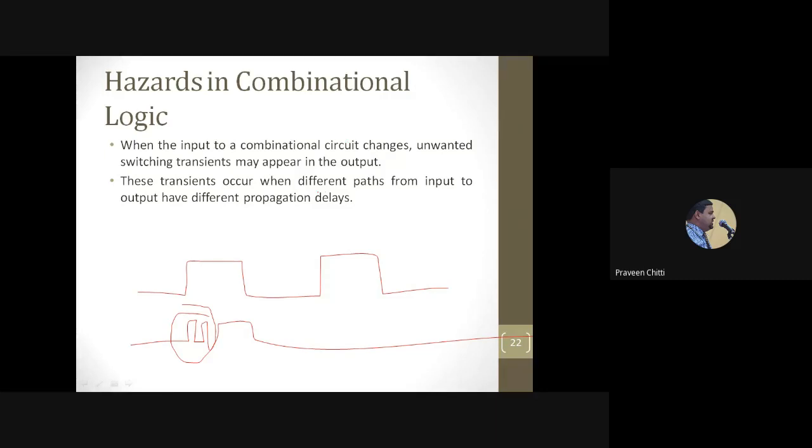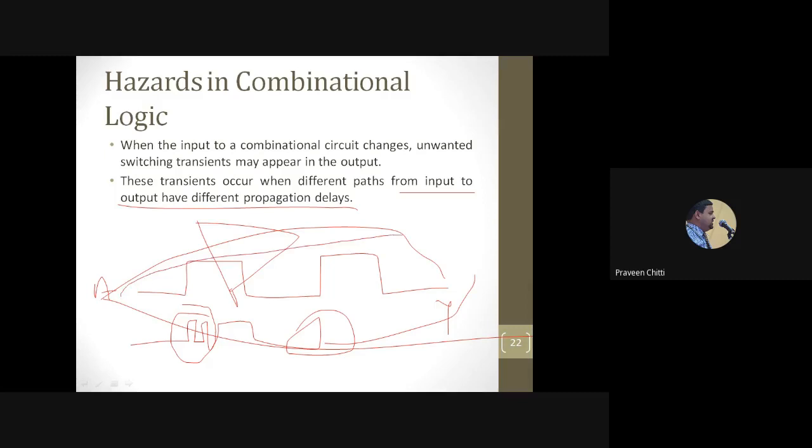These transients occur when different paths from the input to output have different propagation delays. Say a particular input may travel to the output by different ways. Different elements you will be using. Here a different gate, here you may have a different gate.